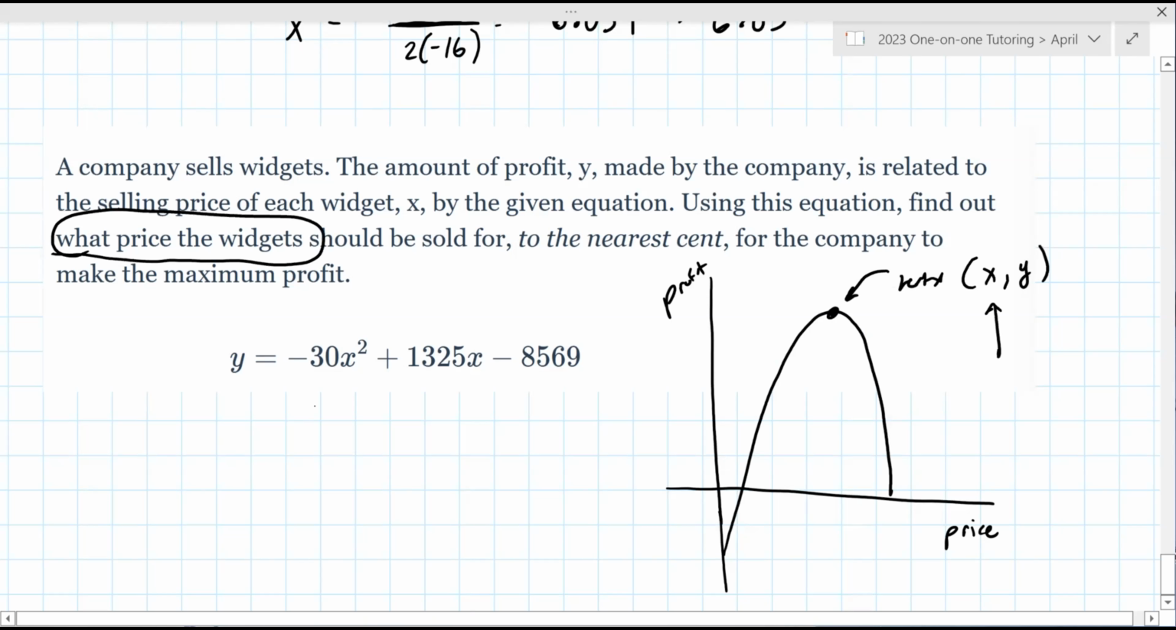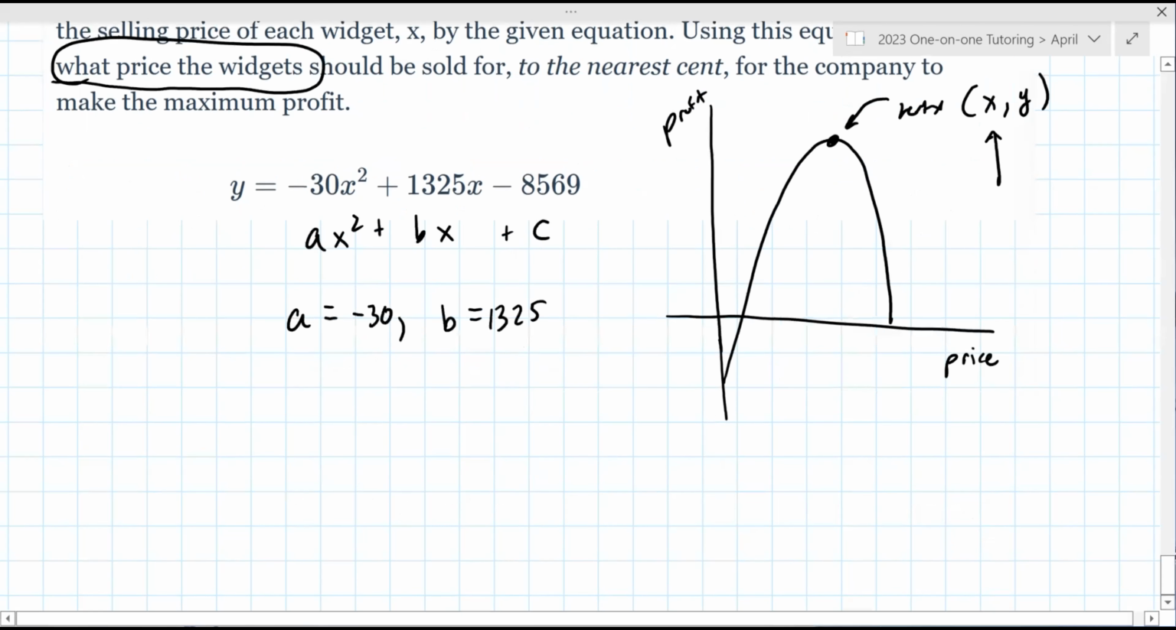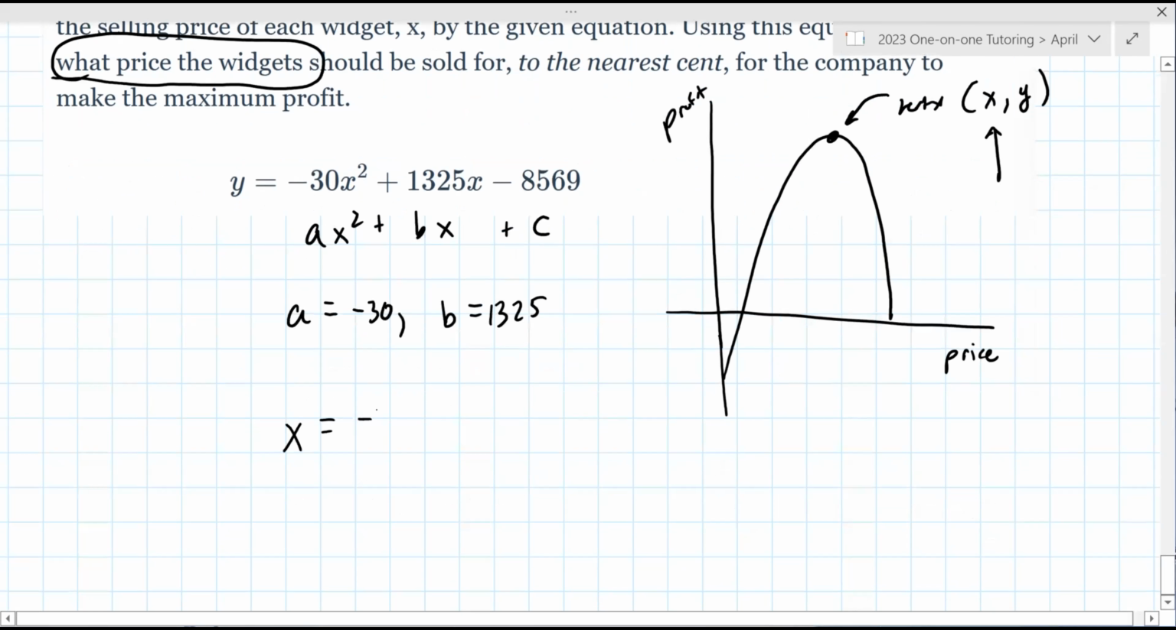Okay, so this is AX squared plus BX plus C. A is minus 30. B is 1,325. We actually don't need C for the vertex. So go ahead and calculate this for us, please, and let me know what you come up with.